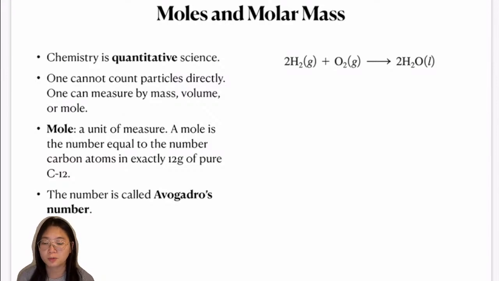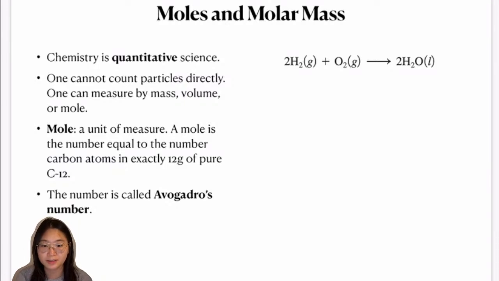So what we can do is, instead of counting the actual number of those particles, we can measure the matter by the mass by using a scale, or measure the volume by using a beaker when it comes to measuring the liquid, or by measuring the volume of a container when it comes to the gas, or by calculating the volume it occupies when it comes to a solid, or we can measure the amount in terms of the mole.